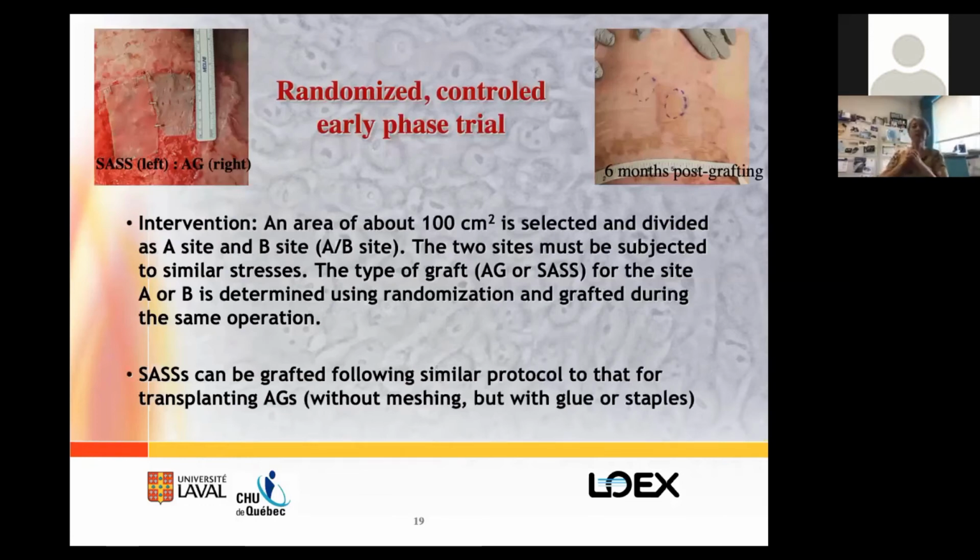So this study is a randomized controlled early phase trial. That means that we have to evaluate SAS against the control, the positive control, that is the split thickness autograft. And how do we evaluate this? We select an area of about 100 centimeters squared, and we divide this site in two. One side will be grafted with skin substitute, and the other one will be grafted with autograft. And of course, we randomize the place for each graft.